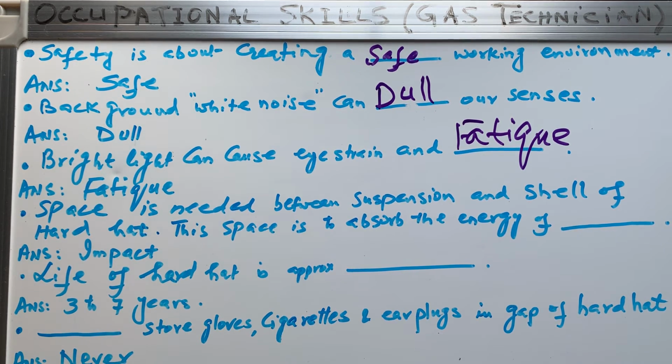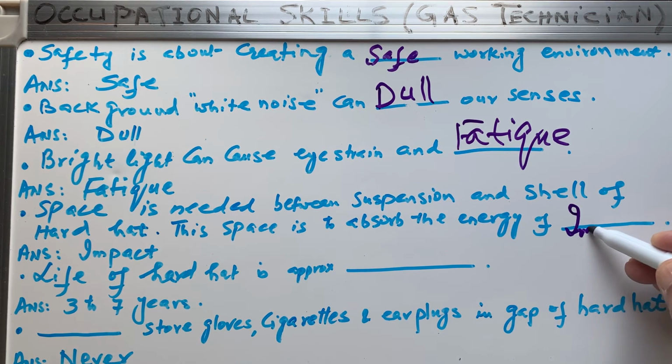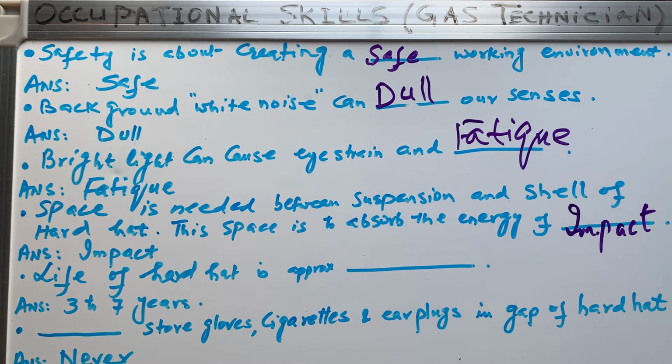This gap is acting like a shock absorber in a car. So it absorbs the shock and does not transfer that impact, right? The impact is lessened, impact is reduced, impact is taken by that gap, like a spring in a car. So there is a gap between the suspension and the shell of the hat, which saves us from the impact, right? Life of a hard hat is approximately 3 to 7 years, but it depends.